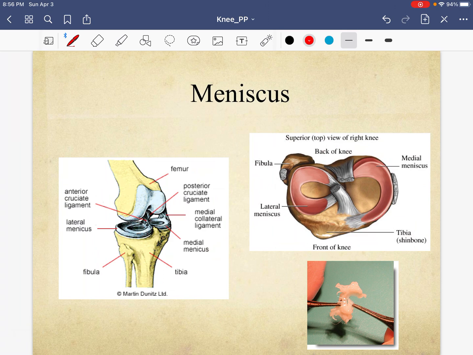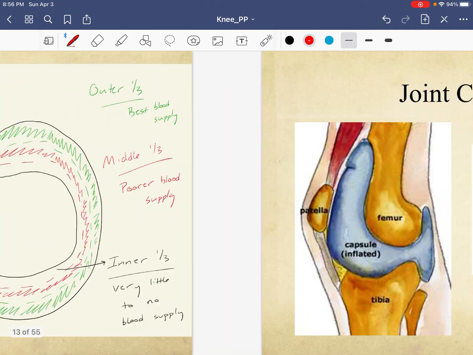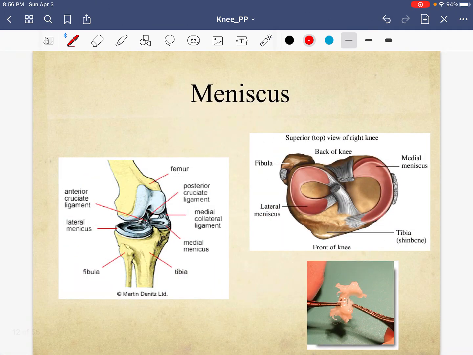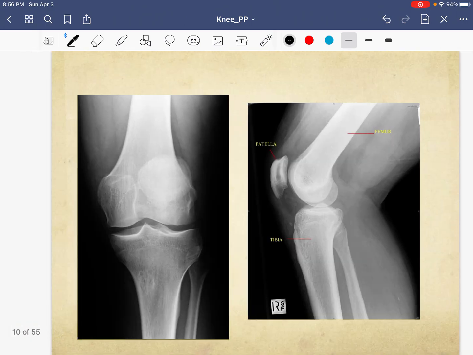We do have something called a transverse ligament. You don't need to know this. I'm trying to find a good picture here, and I don't really have a good one. There's actually a little ligament that connects the medial and lateral meniscus called the transverse ligament. It connects both sides of the menisci, but you don't need to know that.